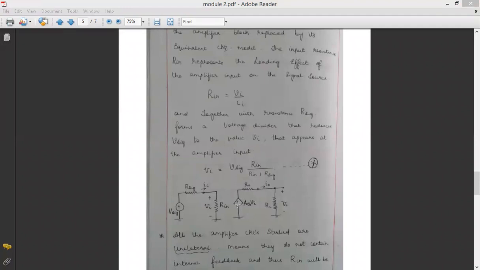We are representing this by a dependent source, because actually you have to show it as GM into VGS, and you have R naught in parallel, but I have converted this into a voltage source. So it is AV naught into VI, where VI means the input signal that is fed to the device, and AV naught is the gain. So output is equal to gain into input, and this resistance R naught is in series. Suppose if I convert this into a current source, this R naught will come in parallel, and this RL is the load resistance. So this much was discussed in the previous class.